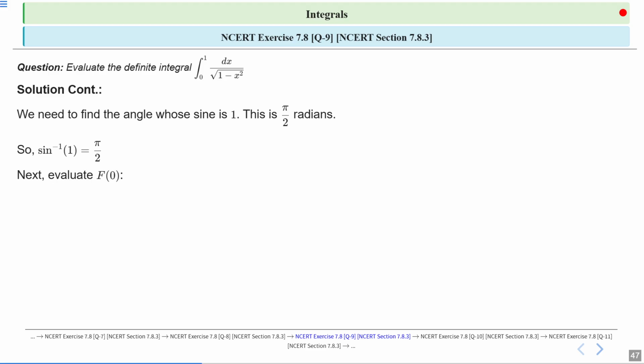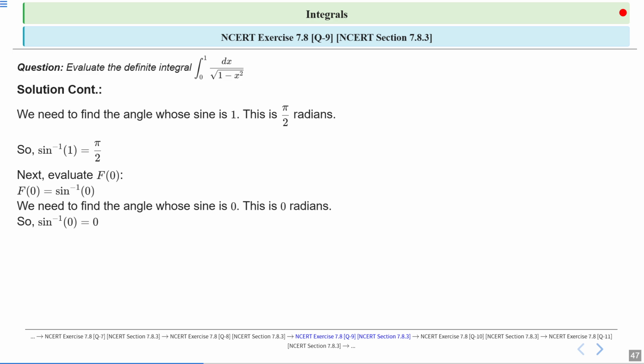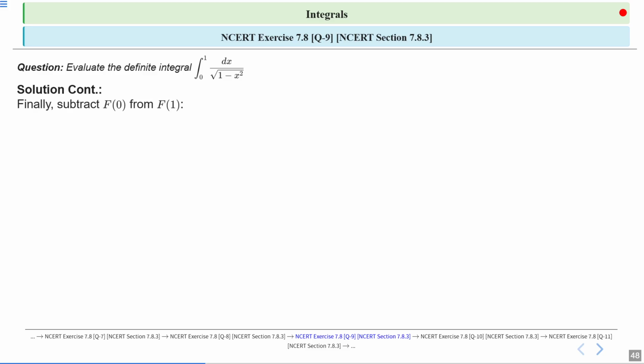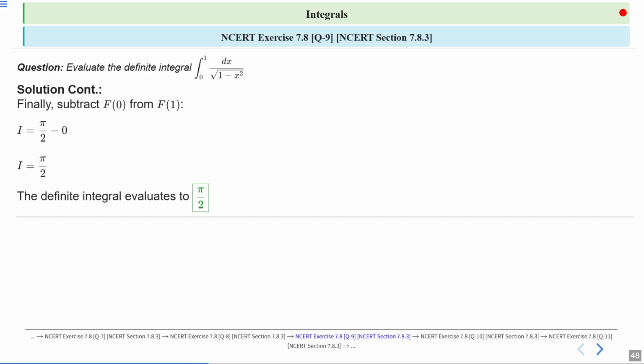To evaluate F0 is sine inverse 0. We need to find the angle whose sine is 0. This is 0 radians. So sine inverse 0 is 0. Finally subtract F0 from F1. We get the value of the definite integral, that is pi by 2. Okay.